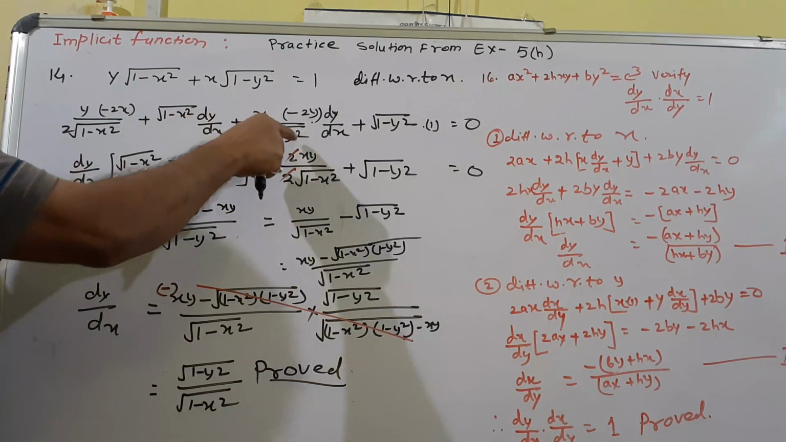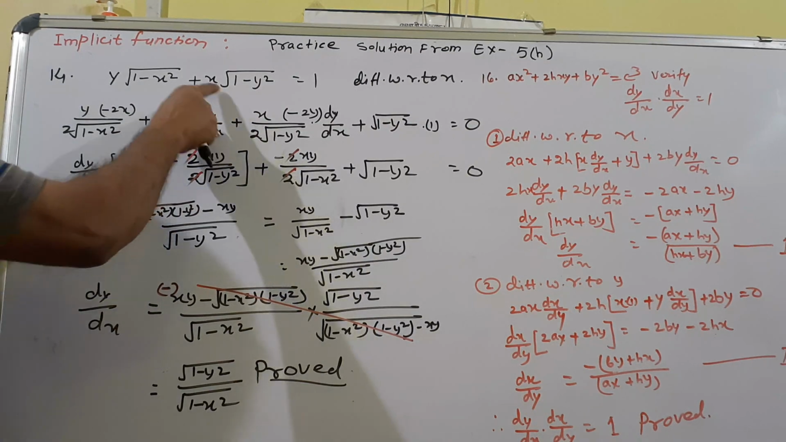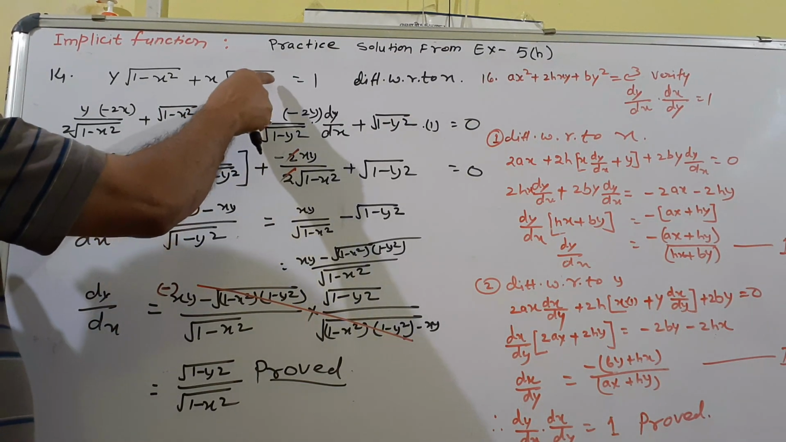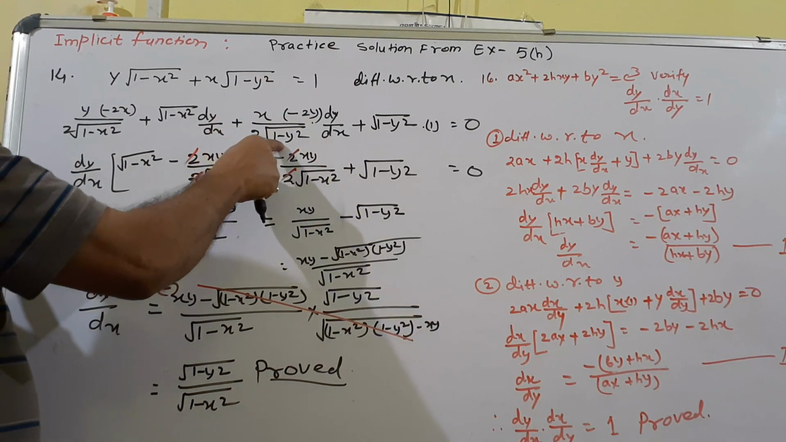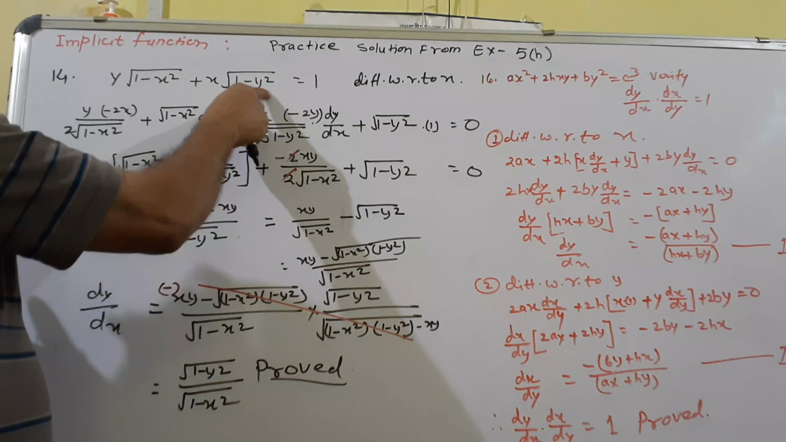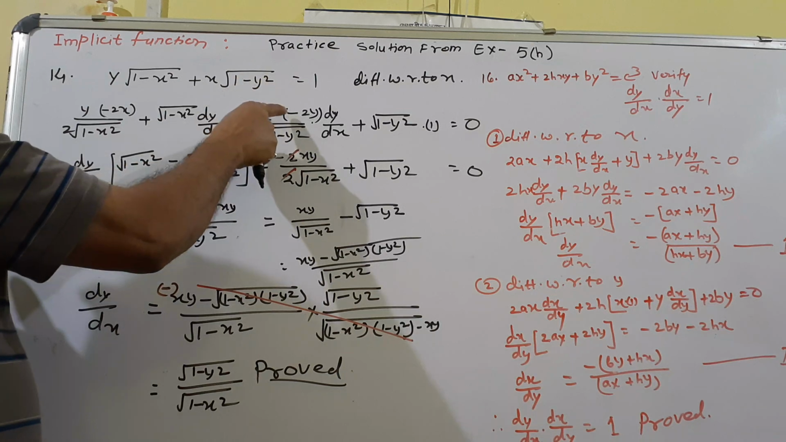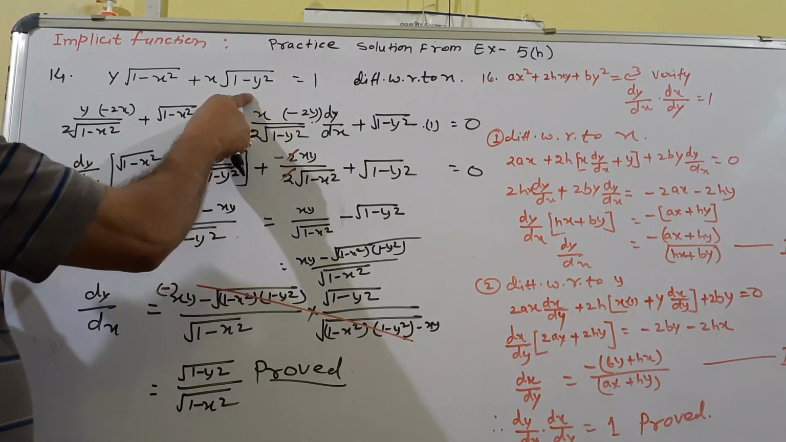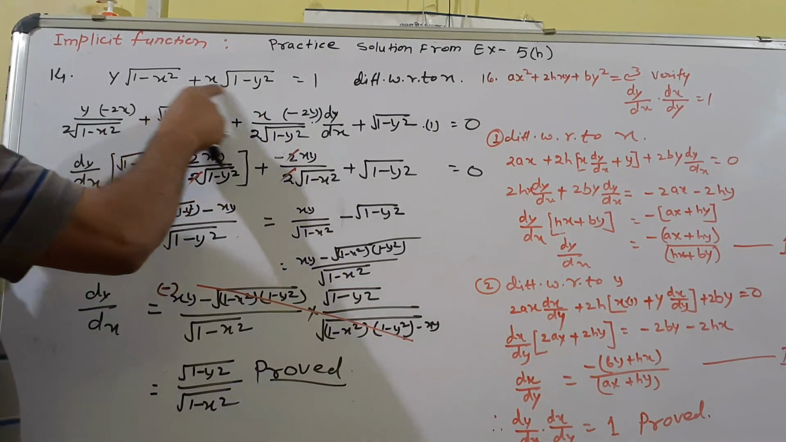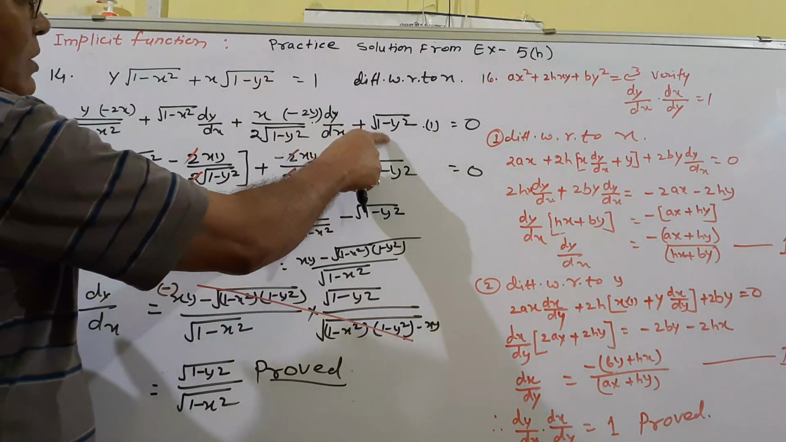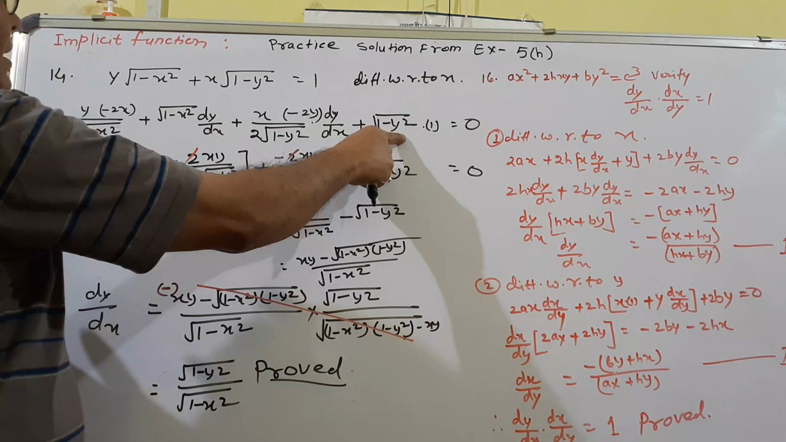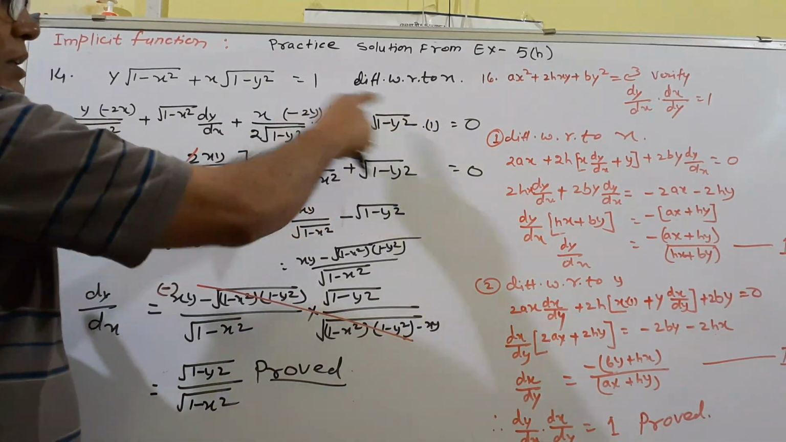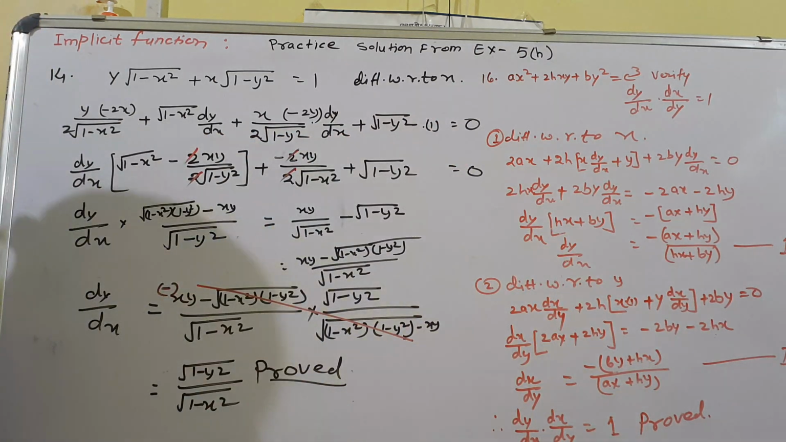Plus same way we will come here. First term constant, derivative of second term 1 minus root 1 minus y square is 1 by 2 root 1 minus y square, and derivative of 1 minus y square is negative 2y, plus second term constant. Now derivative of first term, second term constant 1 minus root 1 minus y square, and derivative of first term x is 1, is equal to 0 because derivative of constant term is 0.